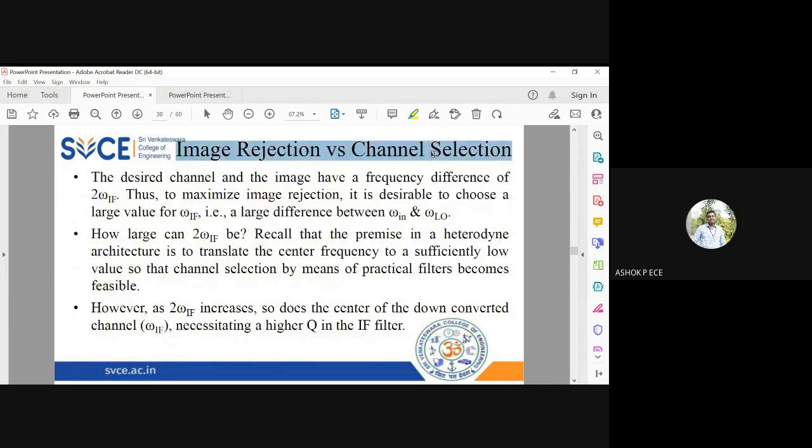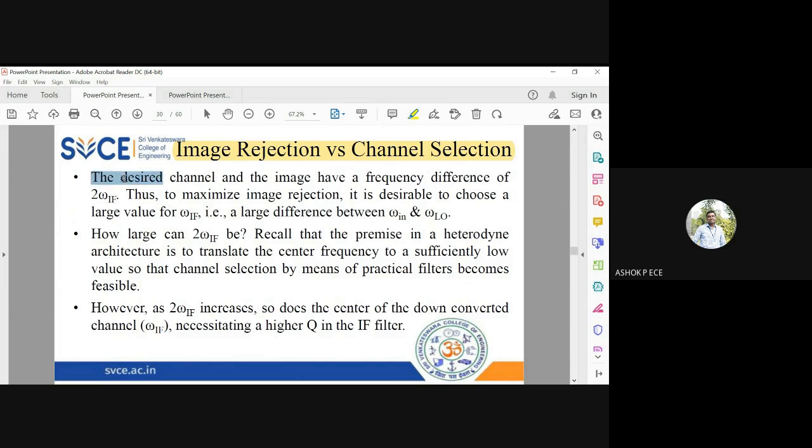And if you have an option between image rejection and channel selection, what will we do? Image rejection means outrightly rejecting my image frequency. Channel selection means selecting only my required message from the many signals. So if you have these two methodologies, we will compare which one is more suitable.